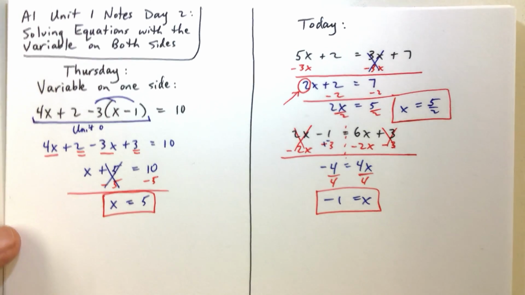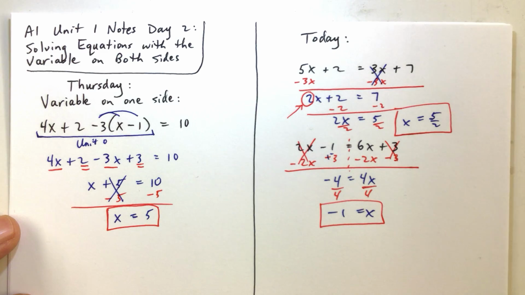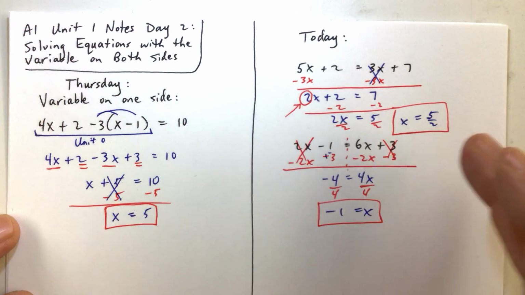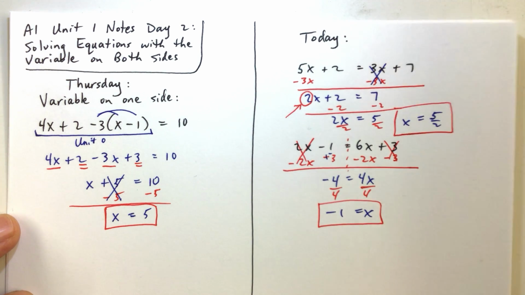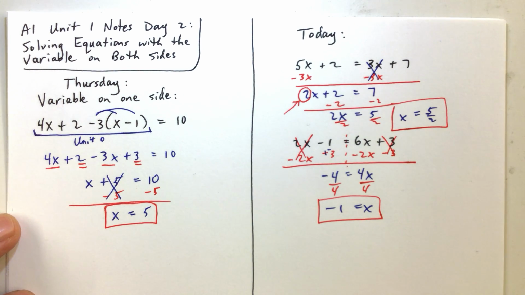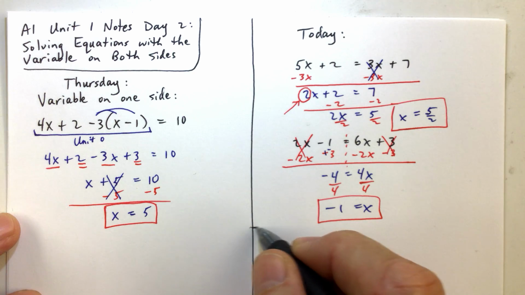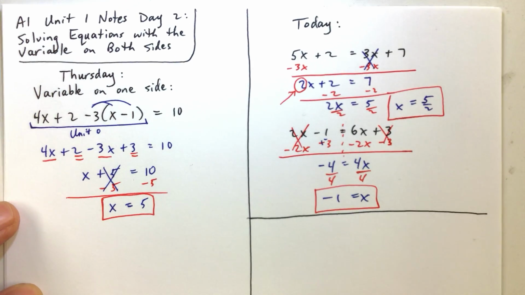So to continue the lesson, that's the background. You have the variable on one side of equations, and then you have the variables on both sides. And now let's take a look and see what a typical equation might look like. So those are the basics.